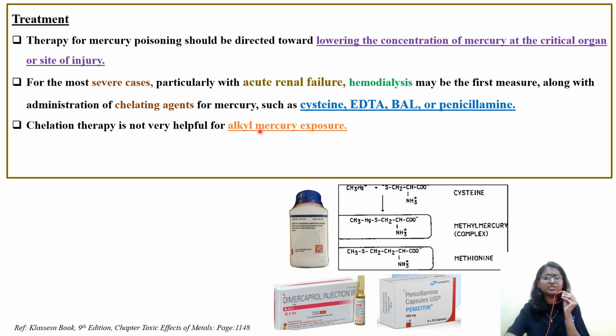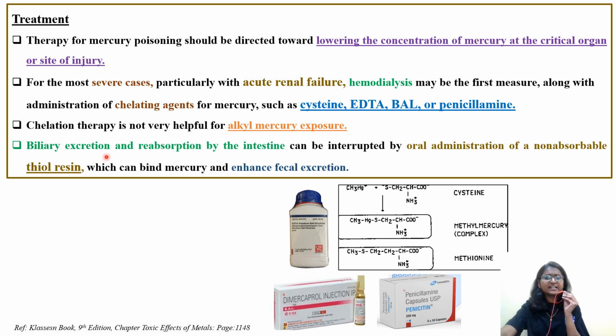Chelation therapy is not very helpful for alkyl mercury exposure. Again, the form of mercury is also important: which type of treatment can be applied to which type of mercury form? So chelation therapy is not very helpful for alkyl mercury exposure. Biliary excretion and reabsorption by the intestine can be interrupted by oral administration of non-absorbable thiol resins, which bind mercury and enhance fecal excretion. So for those which are excreted through the bile pathway, you administer thiol resin, and they will enhance fecal excretion.